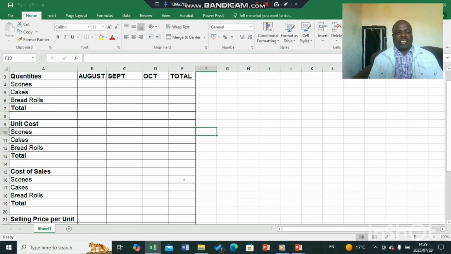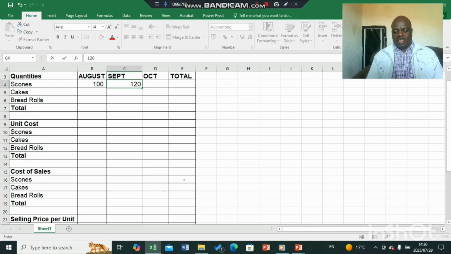Now let's look at the practical application. I'm going to use a baker. The first task is to plan your quantities, how many products you hope to sell. For example, a baker might plan to make 100 scones in August, 120 in September, and then 150 in October. Cakes: a baker might plan to make 80 in August, 90 in September, and then 100 in October.